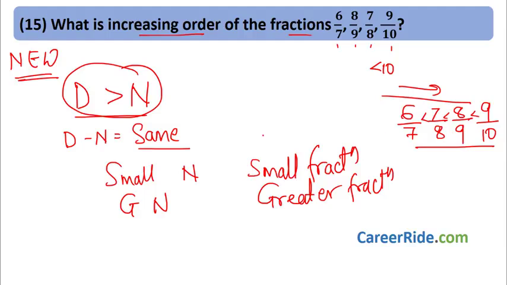Just remember the trick. When the denominator is greater than the numerator for all the fractions and the denominator minus numerator difference is the same, it is not just the normal difference, it is the denominator minus numerator difference. If it is exactly the same, then the smaller the numerator, the smaller the fraction, and the greater the numerator, the greater the fraction. Moving to the next question.